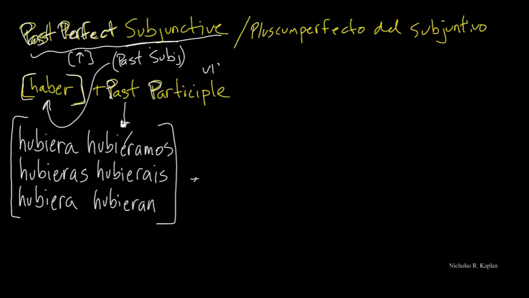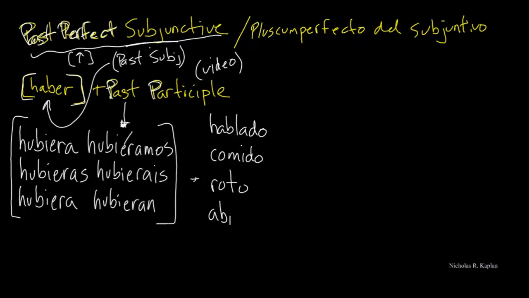Now there is another video on the past participles if you need a refresher, but we have past participles. If we had an AR verb like hablar, take off the AR and add ado. Or comer, take off the ER and we would add ido. Or a lot of irregular ones that we have, roto, abierto, muerto.